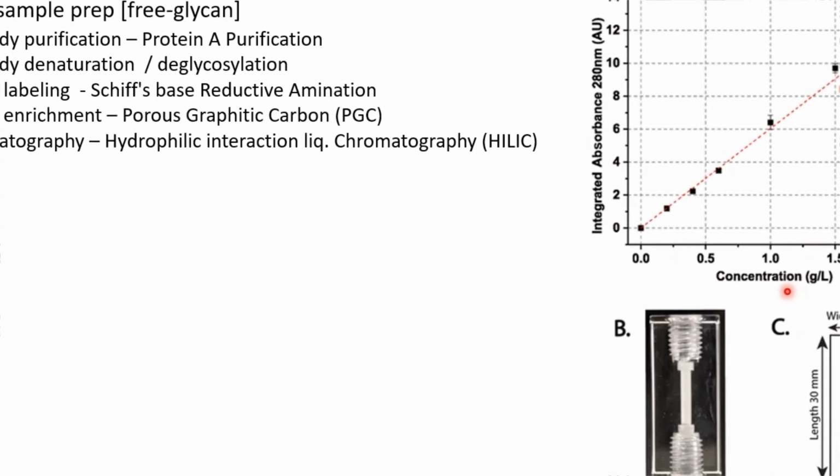the offline traditional chemistry. So the first thing we did was antibody purification. We used protein A purification. You can see here what our protein A column looked like. It's very small. It's about 30 millimeters by 10 millimeters in width, and the resin is only packed to a diameter of 2 millimeters. So it's a very small column.